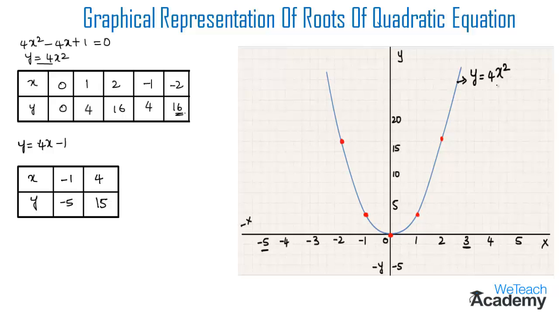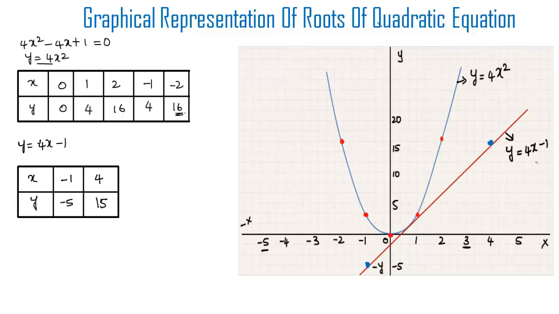And now let us plot the points for the straight line y is equal to 4x minus 1. So here we have the first ordered pair as -1, -5. So in the negative y-axis -5 is a point somewhere here. Then we have the next ordered pair as 4, 15 and it is a point somewhere here on the coordinate plane. So let us mark. So by joining these 2 points we get a straight line for y is equal to 4x minus 1.